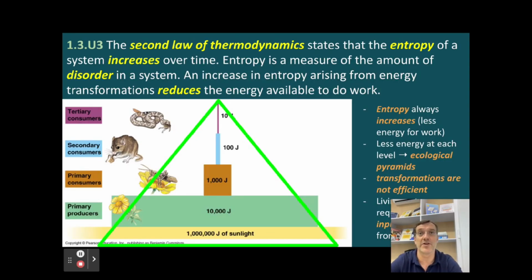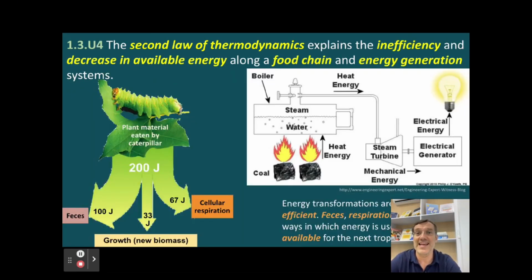The second law of thermodynamics states that the entropy of a system increases over time. Entropy is a measure of the amount of disorder or randomness in a system. An increase in entropy or disorder arising from the energy transformations reduces the amount of energy available to do work. This means that every time energy is transformed from one form to another, some of it is lost as heat or other forms of low-quality energy that cannot be used by living organisms.